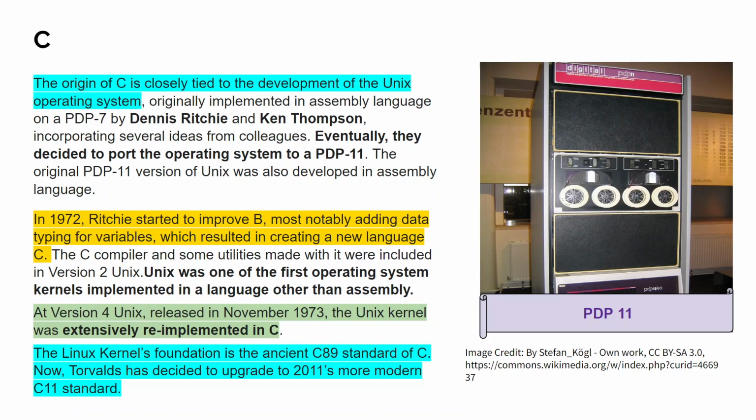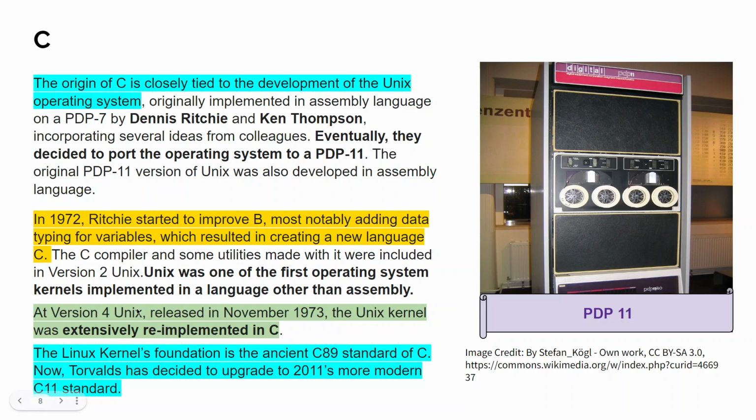The original PDP-11 version of Unix was also developed in assembly language, but later Ritchie started to improve the B programming language, most notably adding data types for variables, which resulted in a new language, which was called C at that time. The C compiler was included in the Unix operating system. So Unix became one of the first operating system kernels that was implemented in a language other than assembly language. Assembly language was mainly used to develop operating systems back in those days.